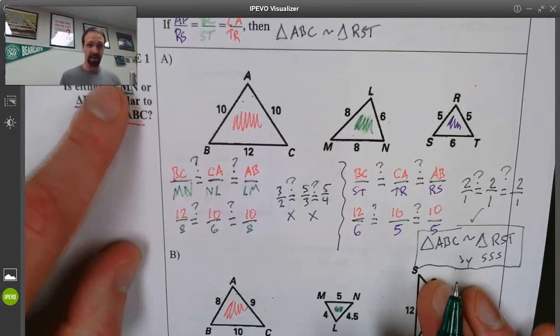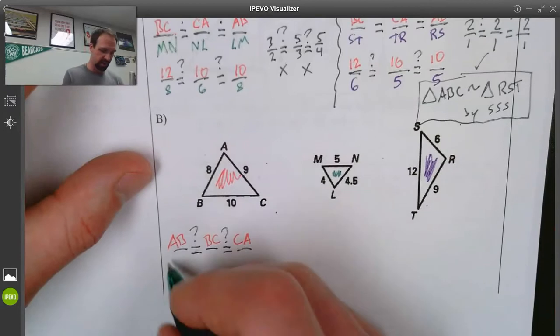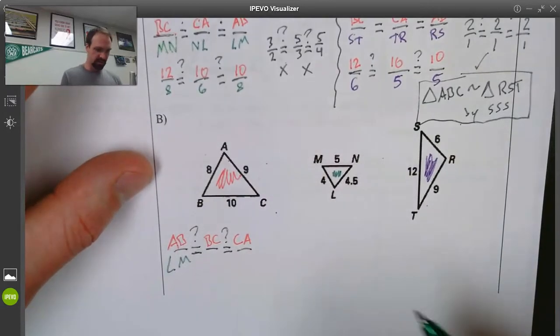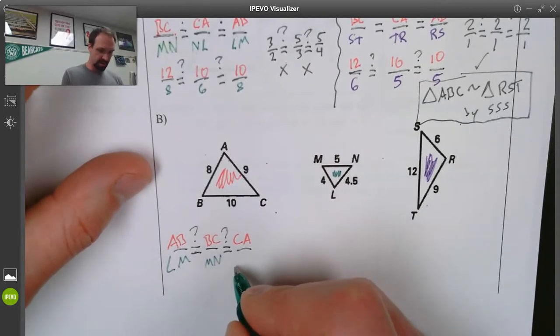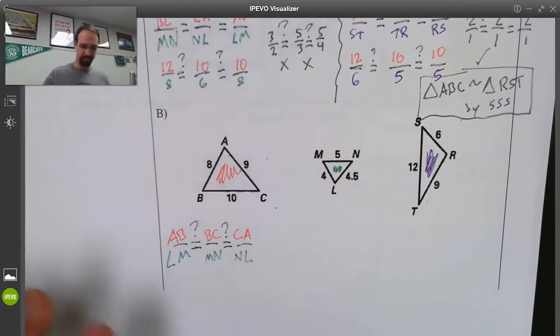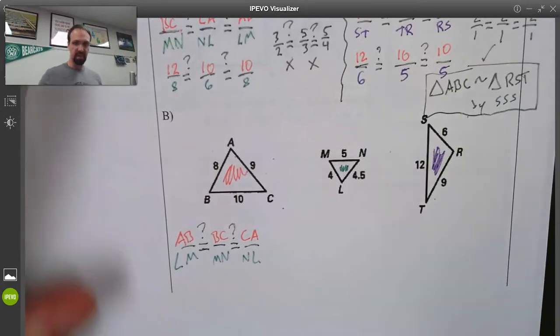And then now if I do green, again, I need to make sure my order follows. So from A to B, it's looking at L to M. So I'm actually not even looking at the picture. And if you look at the picture, sometimes you get messed up. M to N, and then N to L. There we go. So now, checking these.